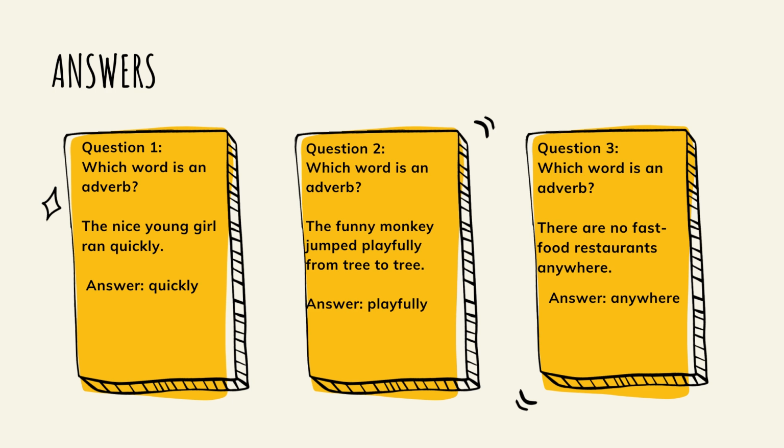Which word is an adverb? There are no fast food restaurants anywhere. The answer is the adverb is anywhere. Why? Because anywhere describes where the verb are. There are no fast food restaurants anywhere.